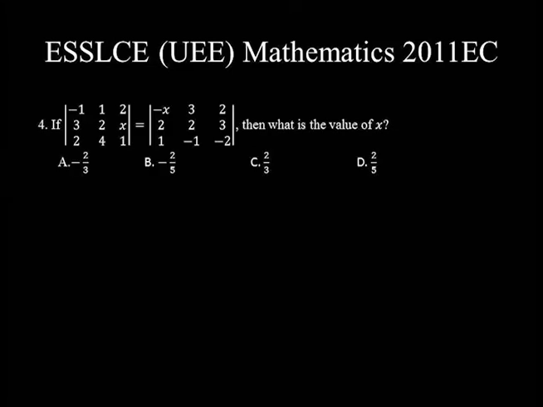Question number 4. If the determinant of a 3 by 3 matrix with elements of first column negative 1, 3, 2, elements of second column 1, 2, 4, and elements of third column 2, x, 1 is equal to the determinant of another 3 by 3 matrix with elements of first column negative x, 2, 1, elements of second column 3, 2, negative 1, and elements of third column 2, 3, negative 2, then what is the value of x?